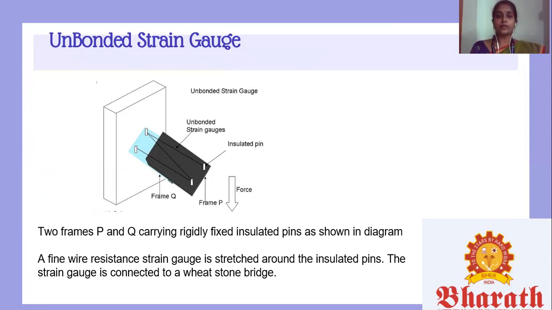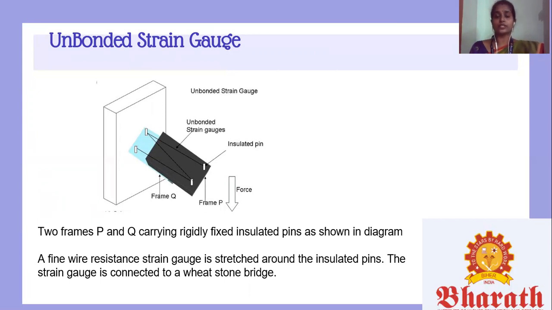The arrangement of this unbonded strain gauge has two frames, P and Q, carrying rigidly fixed insulated pins as shown in the diagram. These two frames can move relative to each other, and they are held by a spring-loaded mechanism. A fine wire resistance strain gauge is stretched around the insulated pins. The strain gauge is connected to a Wheatstone bridge.